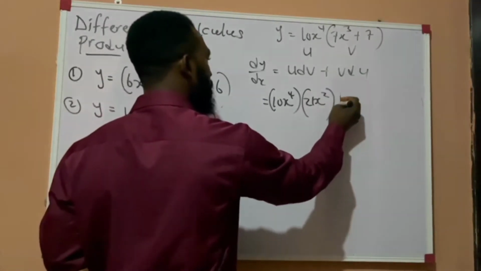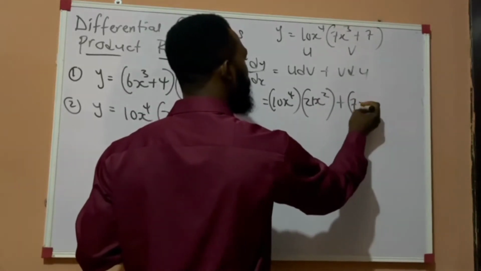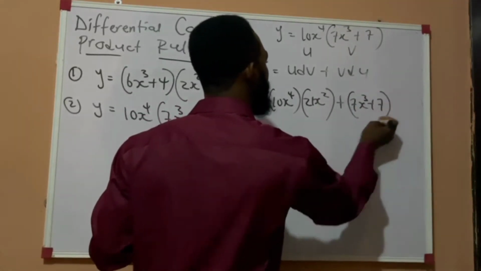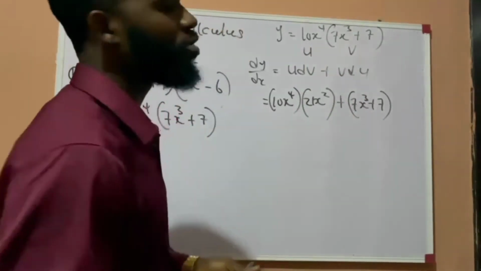Now, plus, now I'm holding v constant. What is my v now? My v is 7x raised to the power 3 plus 7. But what am I differentiating now? I am differentiating u. And what is u? 10x raised to the power 4.